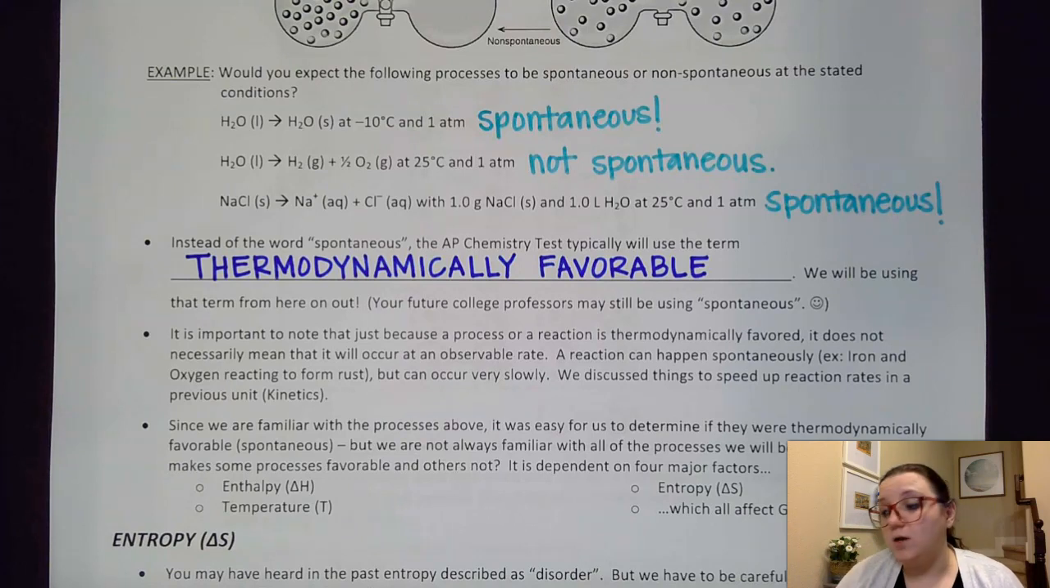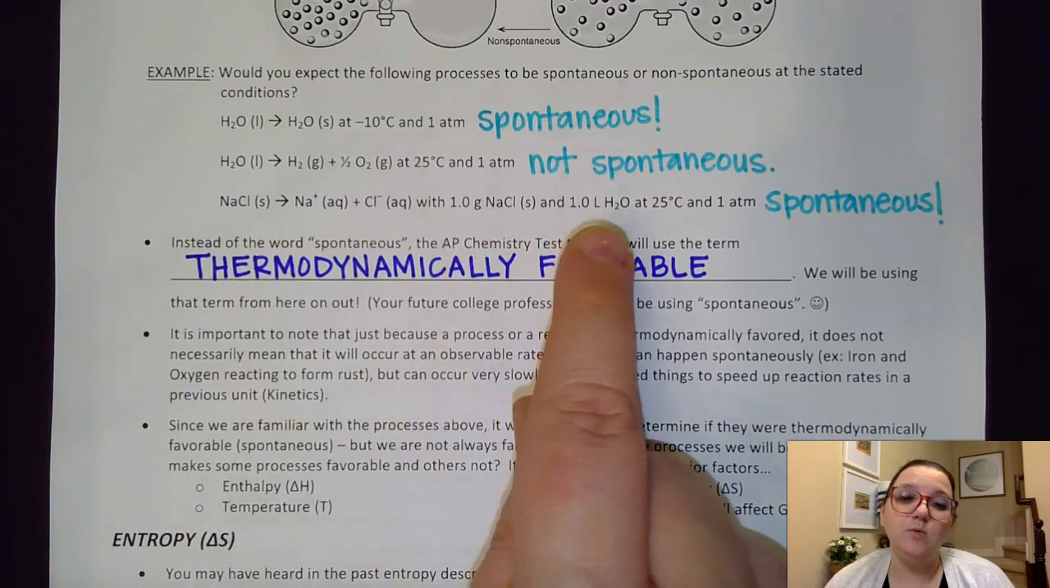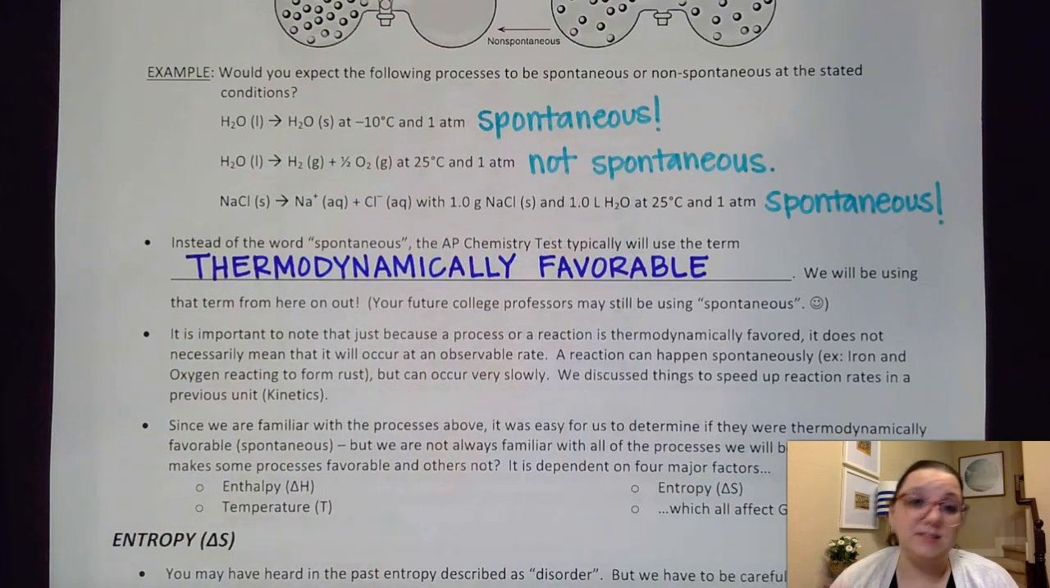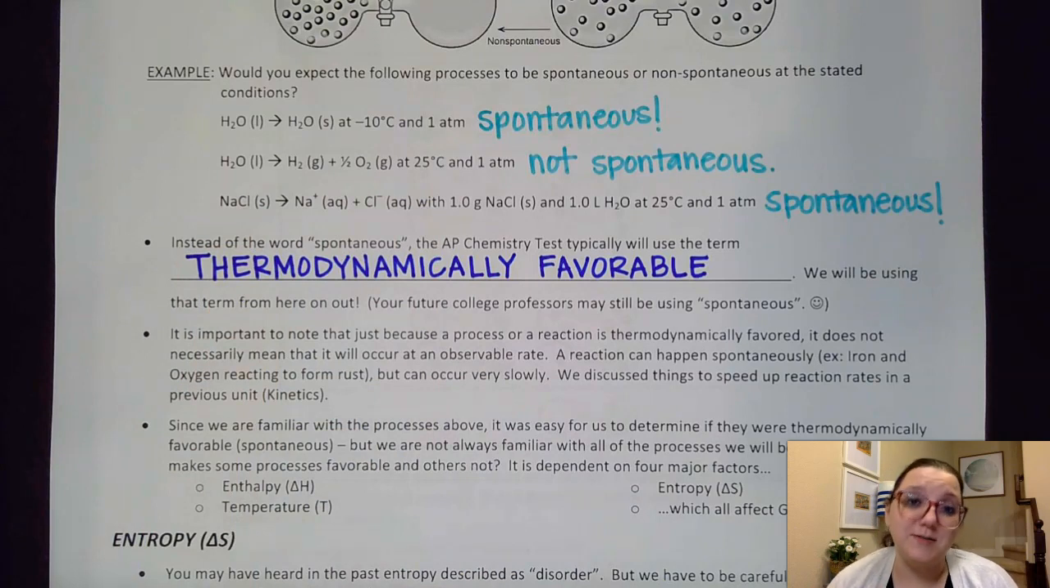Now, if I wanted to reverse this, again, I would need to apply some work, some energy to get that to happen. More than likely, to get the table salt to go back to a solid, I would need to evaporate off the water. So I'd need to heat this up in order to get that to happen. But what that means is that the reverse process is non-spontaneous. I have to force it to happen.